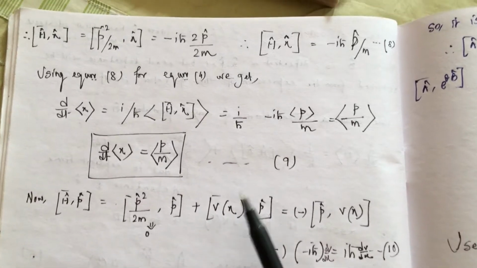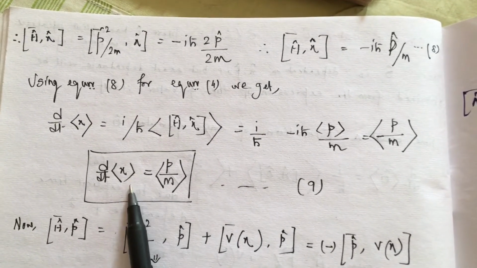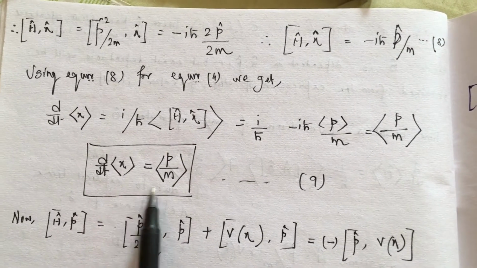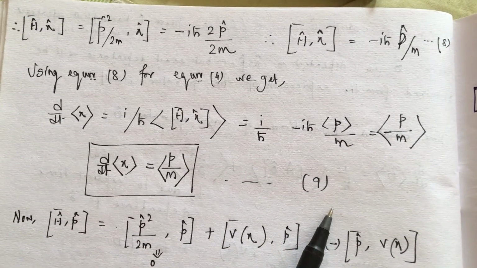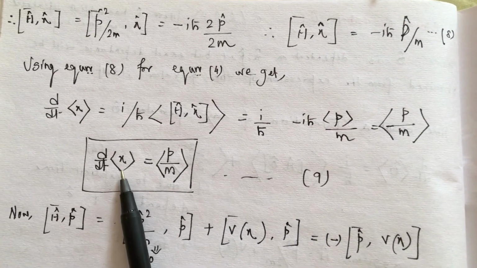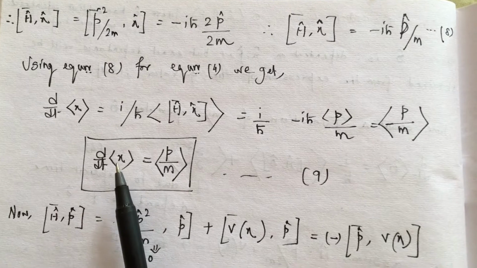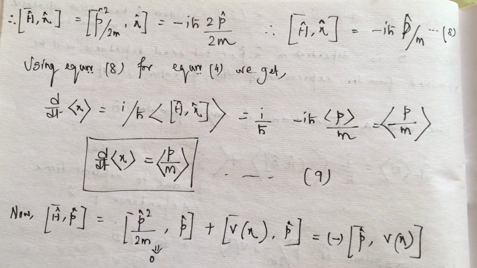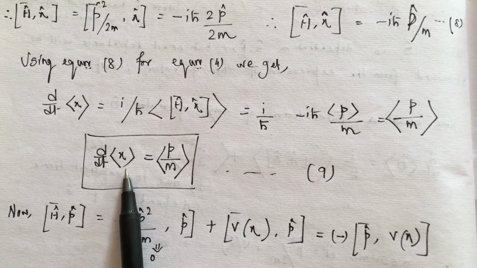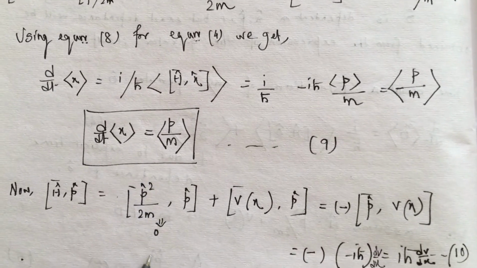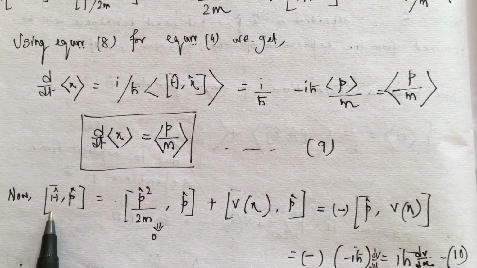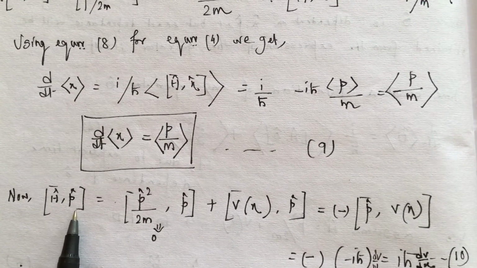Now, so far we have derived how the expectation value of the position changes with time, and we have derived equation 9. Now we are going to find out how the expectation value of momentum, that is P expectation, changes with time. That is, we need to find out d/dt of the expectation value of P. For that, we first need the commutation relation between the Hamiltonian and the momentum itself.